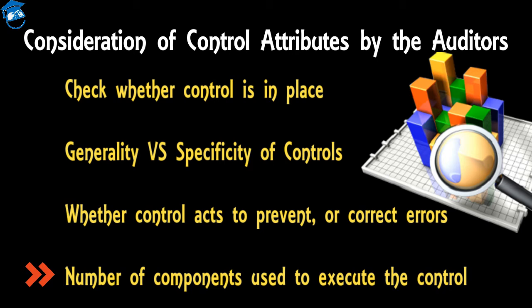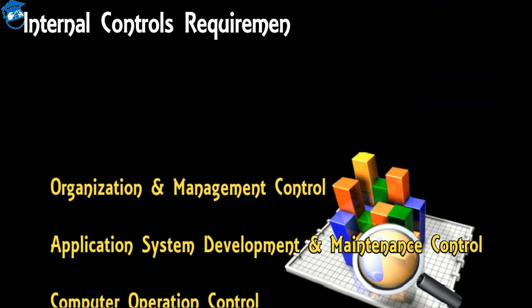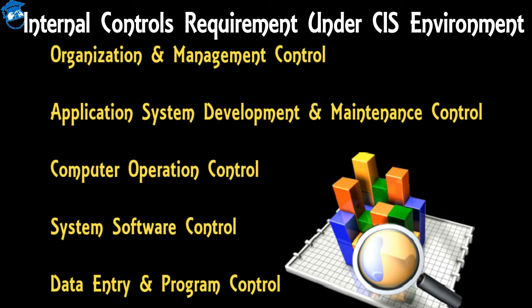So I hope you guys got complete clarity with respect to each and every thing I told you up here. So, shall we proceed, guys? Let's move towards the last topic of this presentation, which relates to internal control requirements under the CIS environment. The requirement of internal control under any kind of CIS environment is going to cover the following aspects.